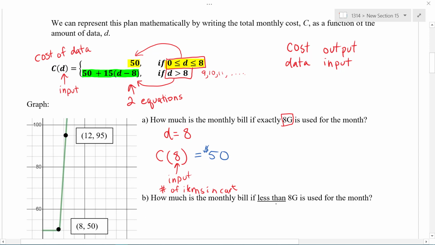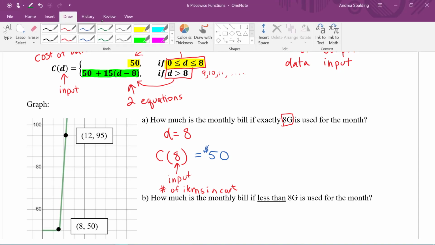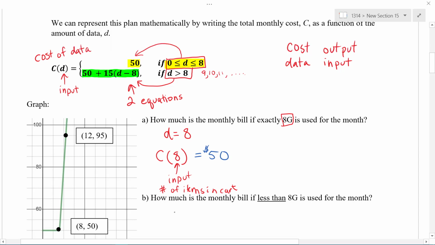How much is the monthly bill if you use less than 8 gigabytes for the month? We're all familiar with cell phone bills. If you use 6 gigabytes, they're not going to charge you less. So which cart do we go in if our D value is, let's say, 6, or let's say the D value is 1? It doesn't matter. We're talking about anything less than 8. So choose a number less than 8, any of those numbers.